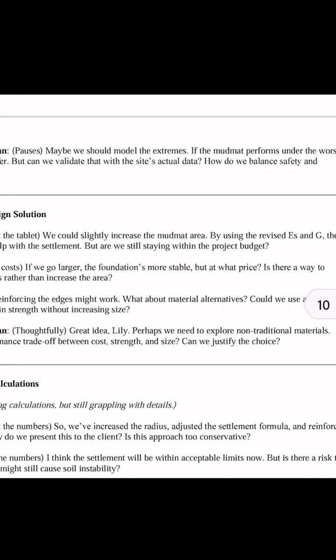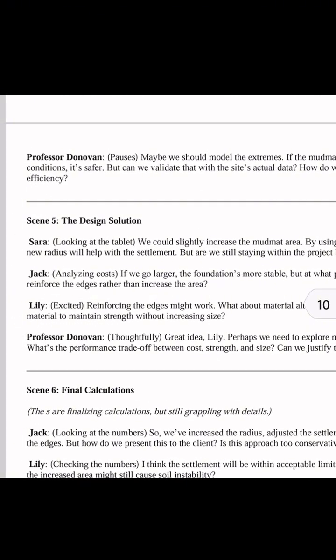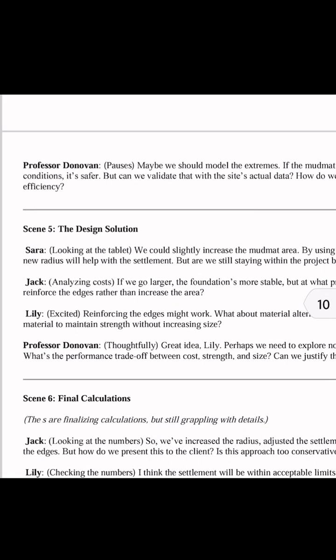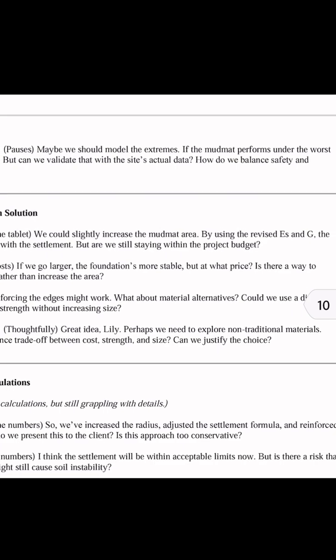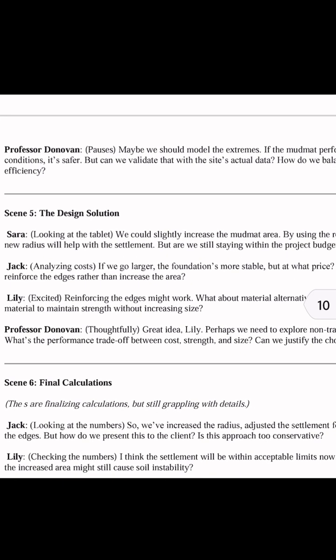Maybe we should model the extremes. If the Mudmat performs under the worst conditions, it's safer. But can we validate the actual site data? How do we balance safety and efficiency?